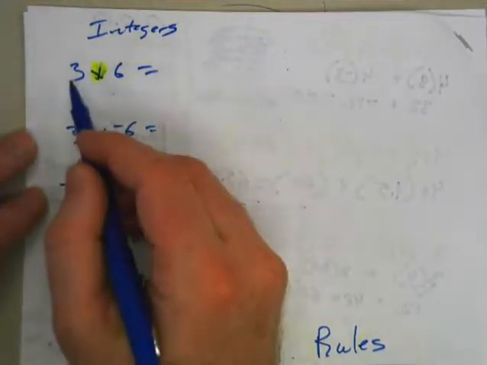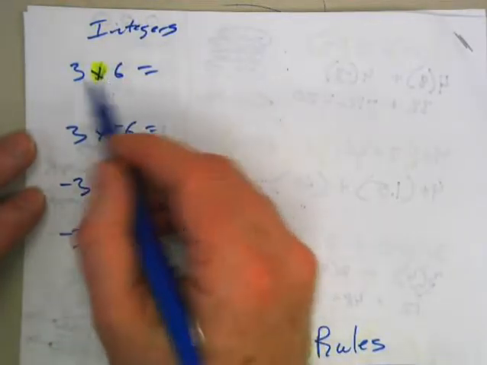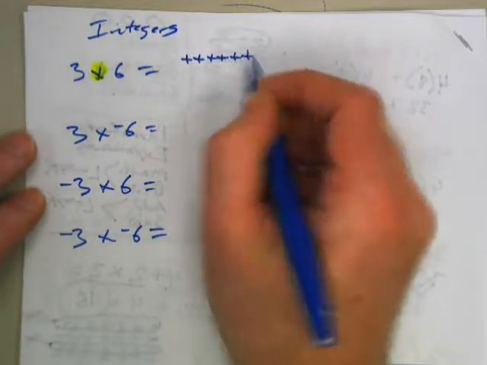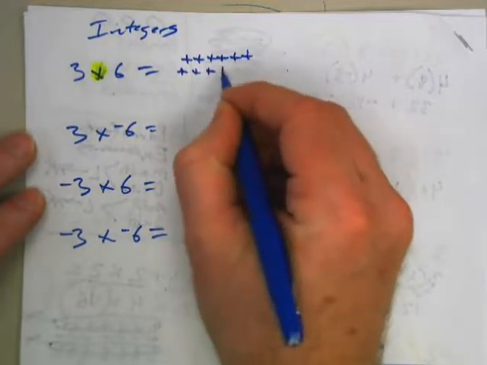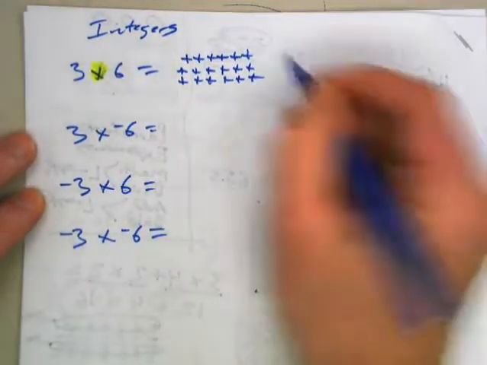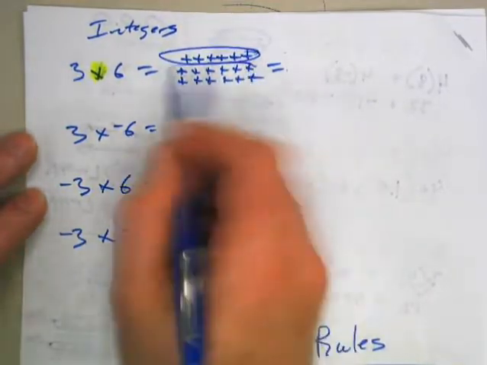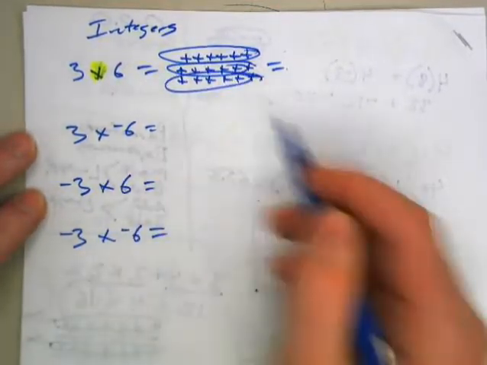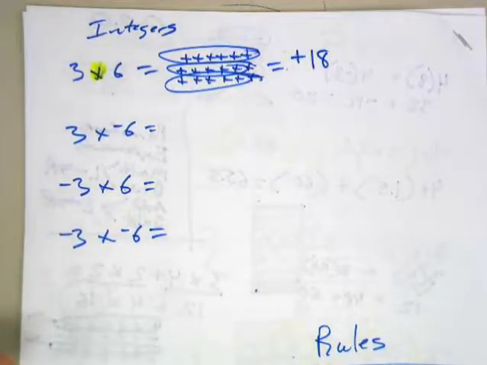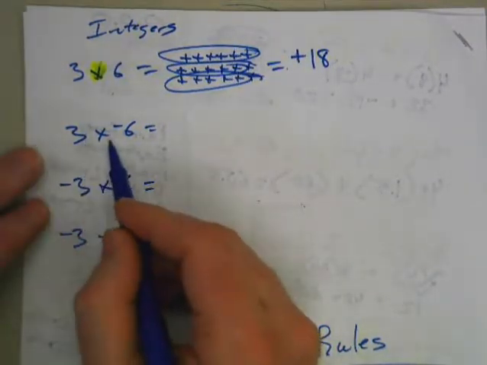So the first number here is positive. 3 times 6, 3 groups of 6. So we're going to put 3 groups of 6 on the board. And our answer should be pretty obvious. We got 1 group of 6, 2 groups of 6, 3 groups of 6, and our answer is positive 18. No problems there. The next problem, 3 groups of negative 6.